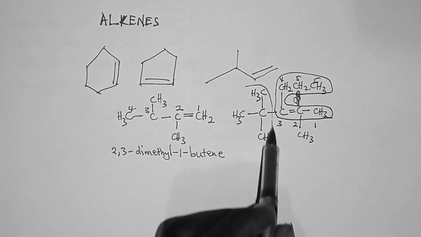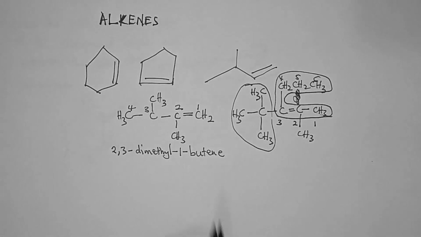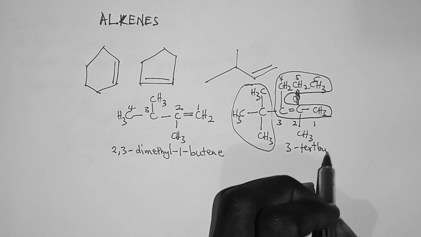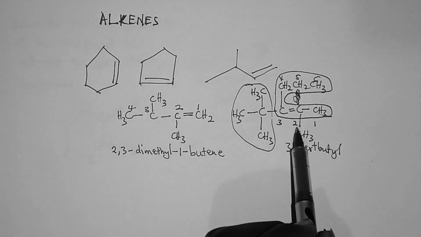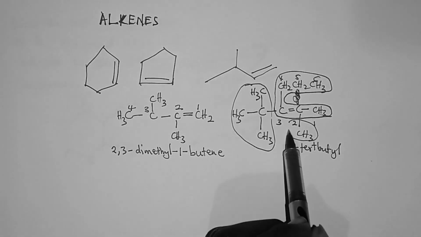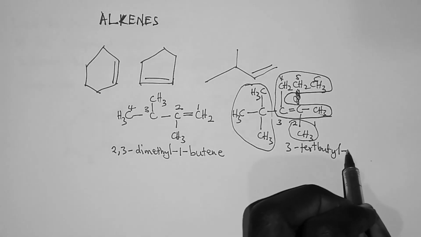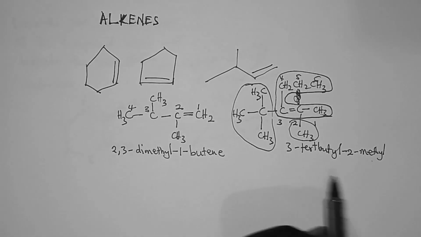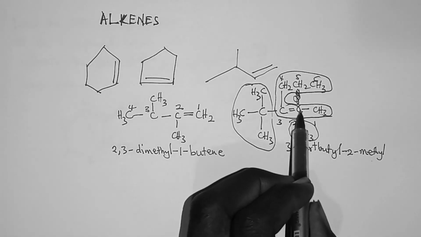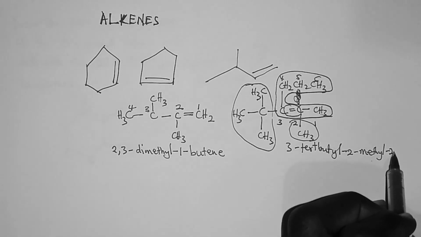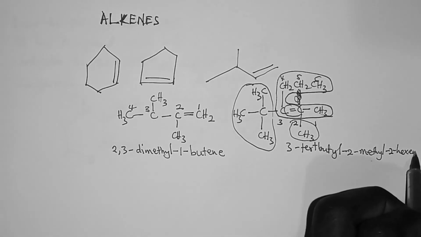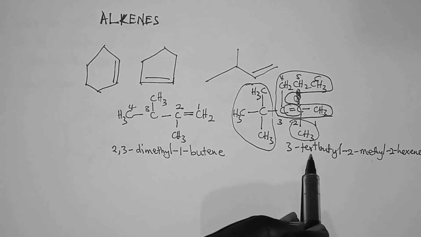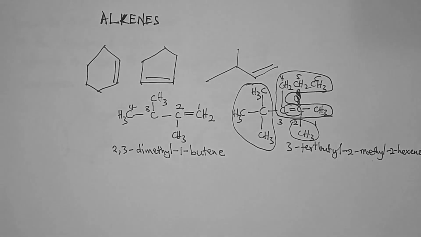And then this is a tert-butyl substituent on carbon number 3, so we have a 3-tert-butyl. And then we also have a methyl substituent on carbon number 2, so a 2-methyl. And then the parent name is hexene. However, the double bond is on carbon number 2, so it is a 2-hexene. And therefore, the name of this molecule is 3-tert-butyl-2-methyl-2-hexene.